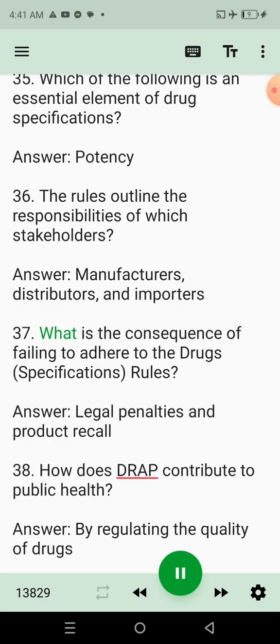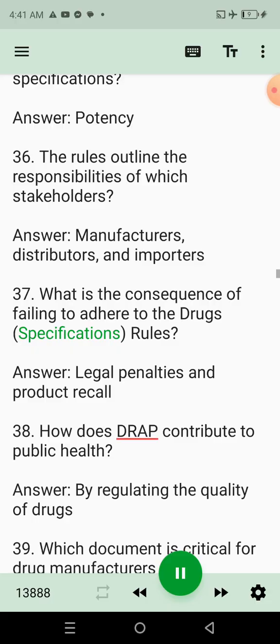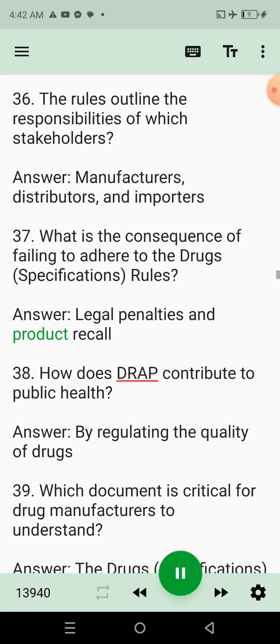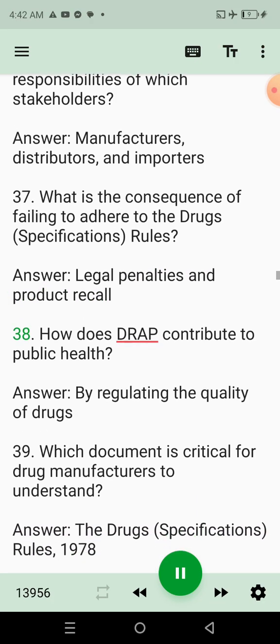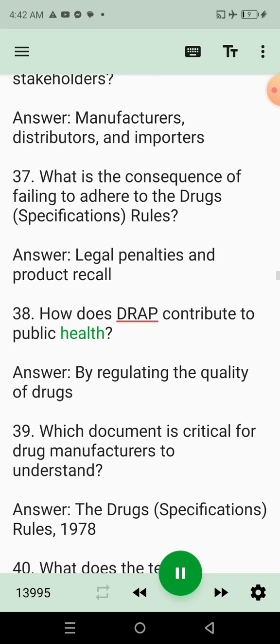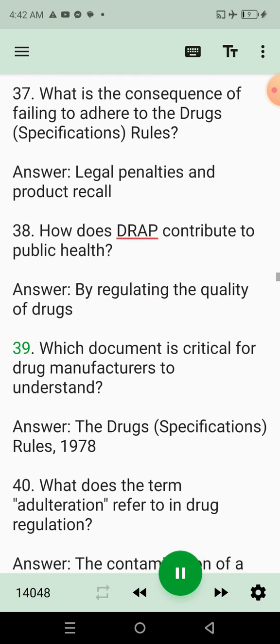37. What is the consequence of failing to adhere to the drug's specifications rules? Answer: legal penalties and product recall. 38. How does DRAP contribute to public health? Answer: by regulating the quality of drugs.